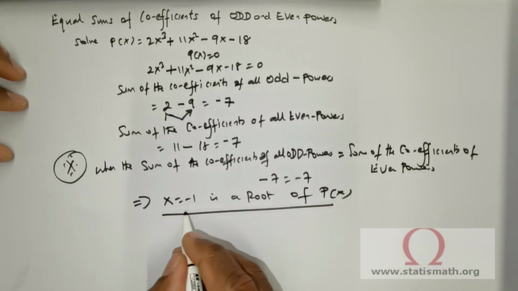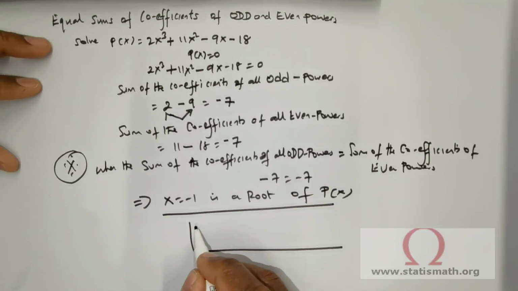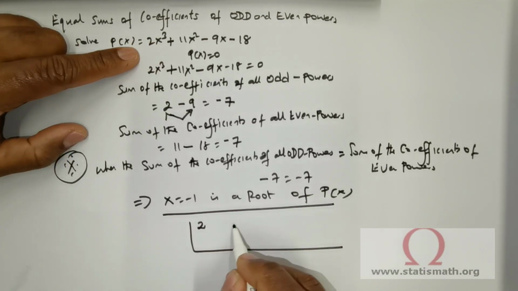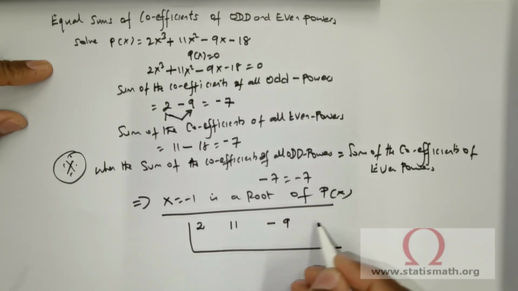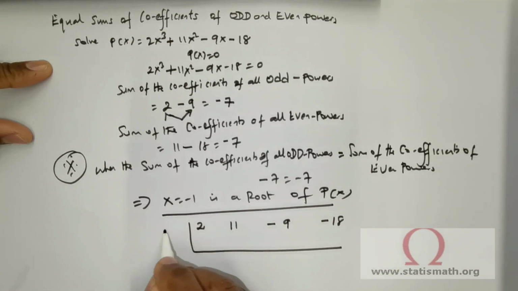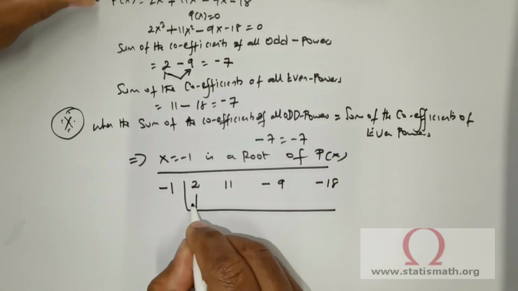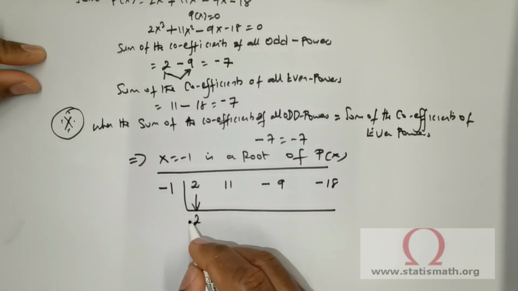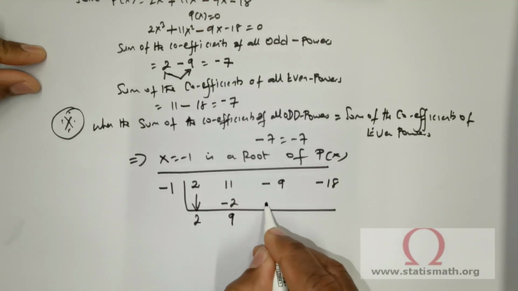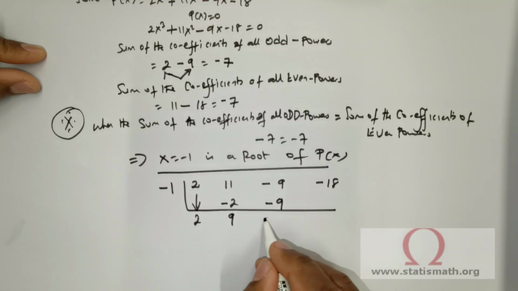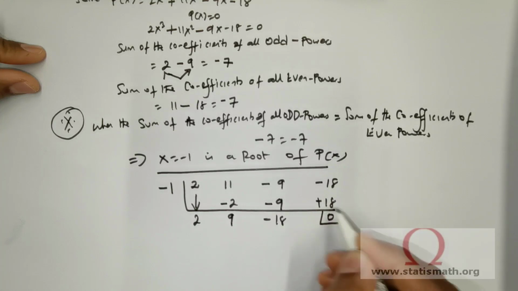Since x = −1 is a root, we will be using synthetic division. So the coefficients, write them down: 2, after degree 3 comes degree 2, so it's 11, followed by −9 and −18. x = −1, you place it here. Bring 2 down. −1 multiplied with 2 gives −2. You add it up, you get 9. Multiply by −1, this is going to be −9. You add these two, you get −18. You multiply −1 with −18, you get positive 18. You add this up, you get 0.